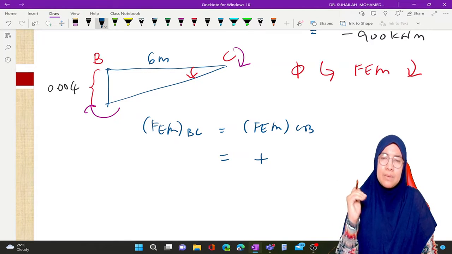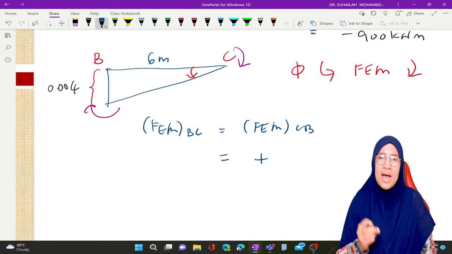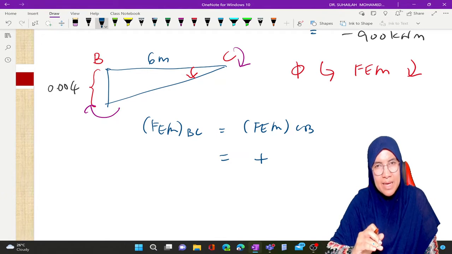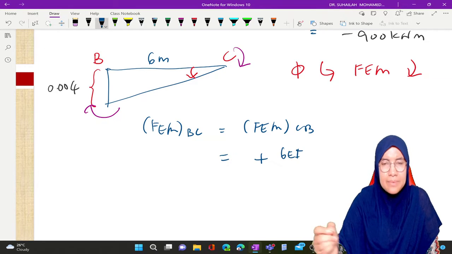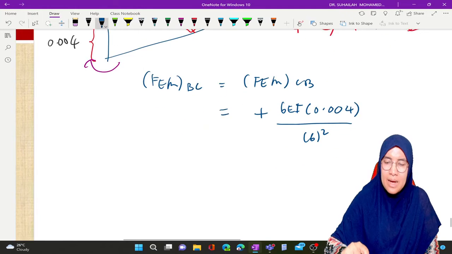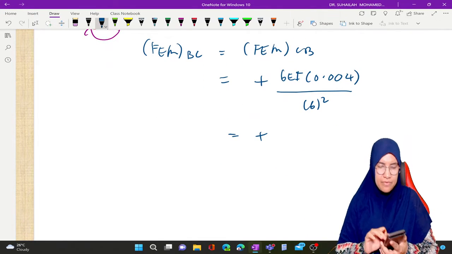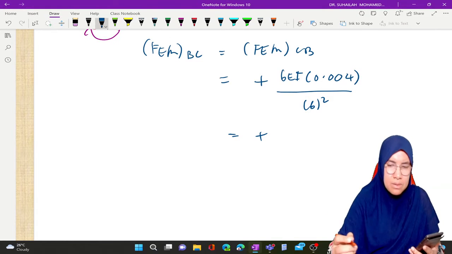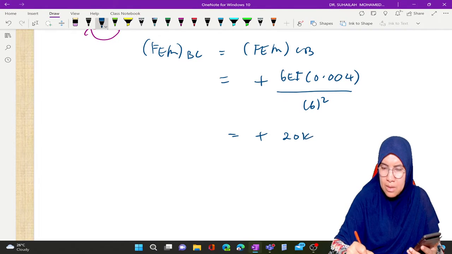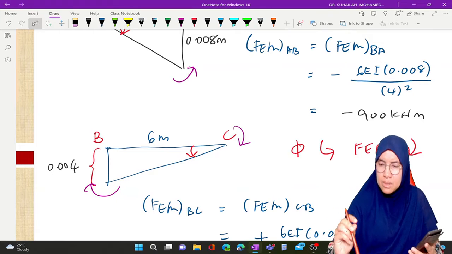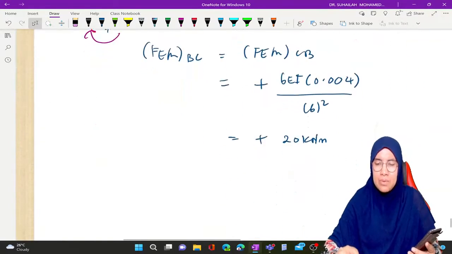Both ends are fixed, so I apply the formula for both ends fixed. It is 6EI delta over L, and it is positive because of the behavior. It is positive 6 EI. The delta now is 0.004, L is 6 squared. It is 6 times 30,000 times 0.004 divided by 36. It is 20 kilonewton meter. Okay, double check: 6 times 30,000 times 0.008 divided by 16, 90, not 900. Okay, so we get that like this.